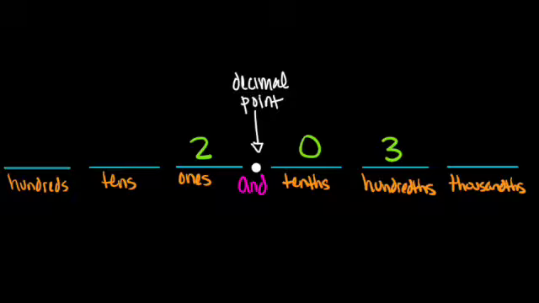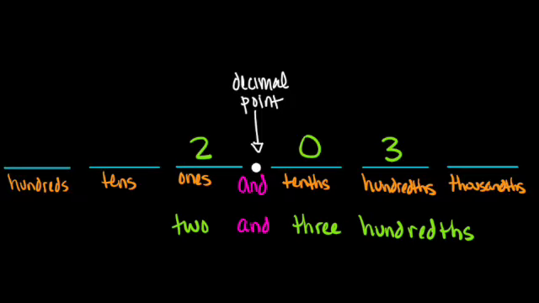So for example, to read this number, I would say 2 and 3 hundredths. Notice that I don't even need to worry about the 0 in the tenths place. I have no tenths. I only have 3 hundredths. And so I don't need to say 0 tenths, 3 hundredths. I can just say 2 and 3 hundredths.